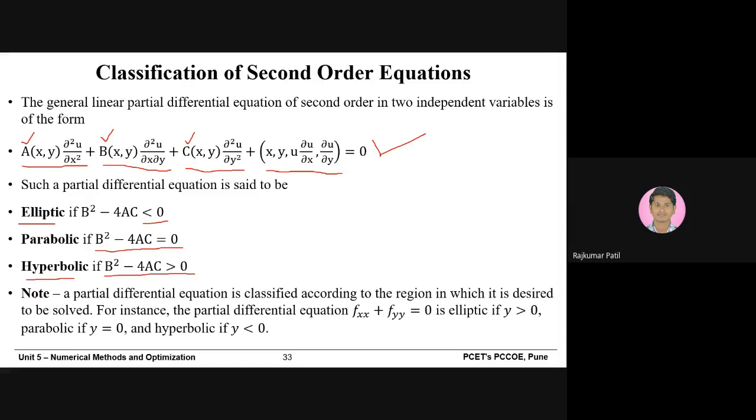Again, you need to note down that a partial differential equation is classified according to the region in which it is desired to be solved. So that region is very important. For instance, a partial differential equation of the form f_xx plus y f_yy is elliptic if y is greater than 0, parabolic if y is equal to 0, and hyperbolic if y is less than 0. So these are some of the indicators that will tell you whether the given partial differential equation is elliptic or parabolic or hyperbolic.